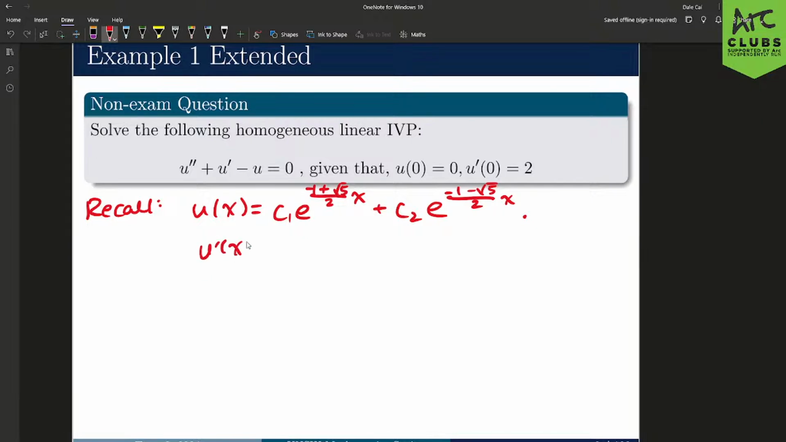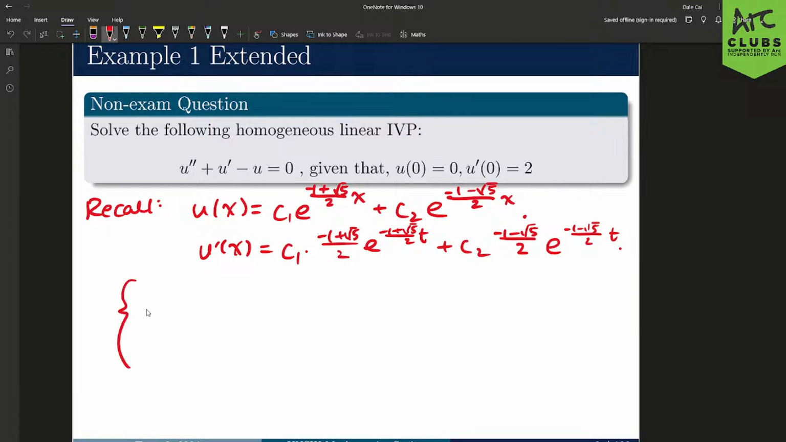First, I'll find the derivative. This will be c1 times that coefficient plus c2 times that coefficient again. Okay, and then we get our two equations from the initial values. U of 0, in this expression it's c1 plus c2 because the power goes to 0.